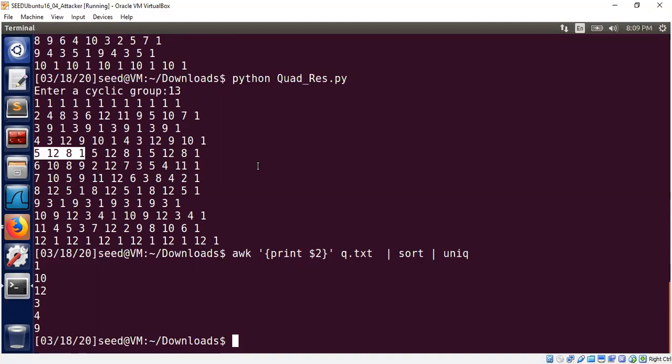So not all non-squares are actually generators. That's the important point I wanted to highlight.